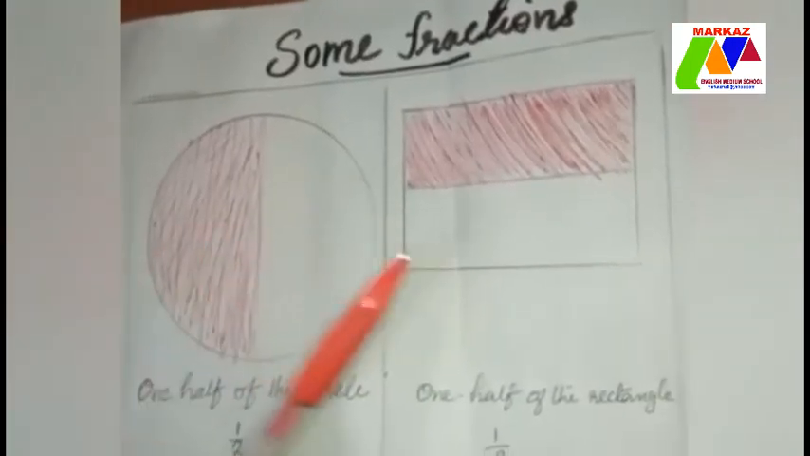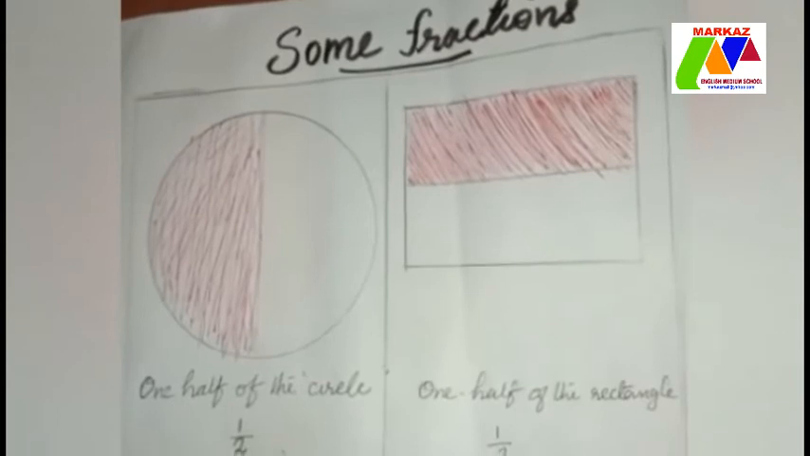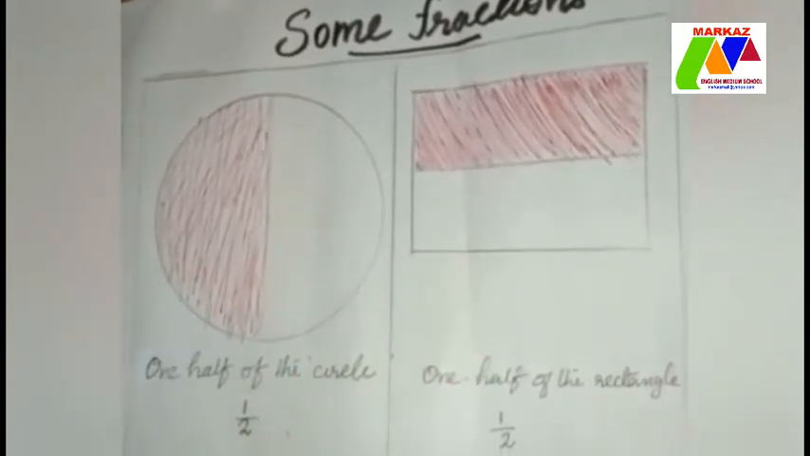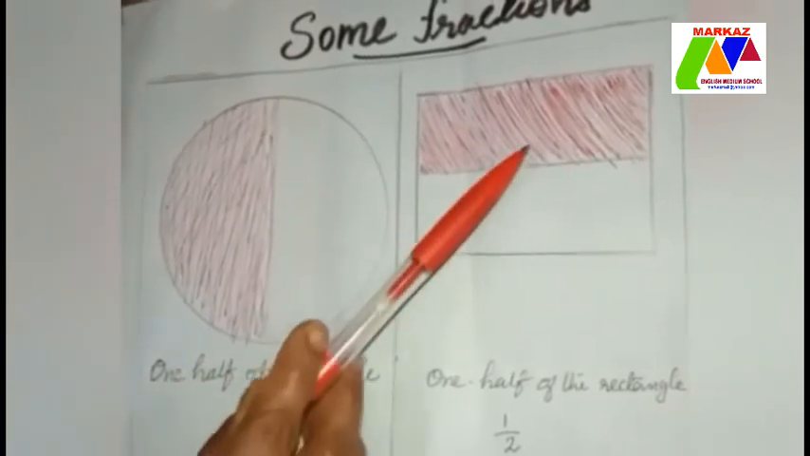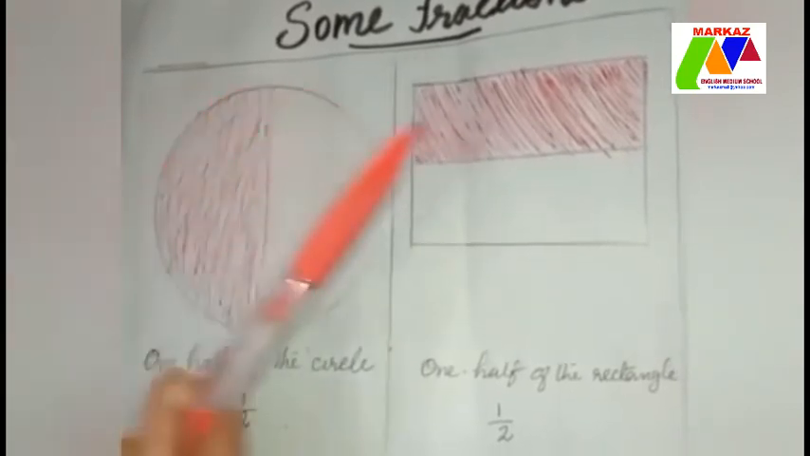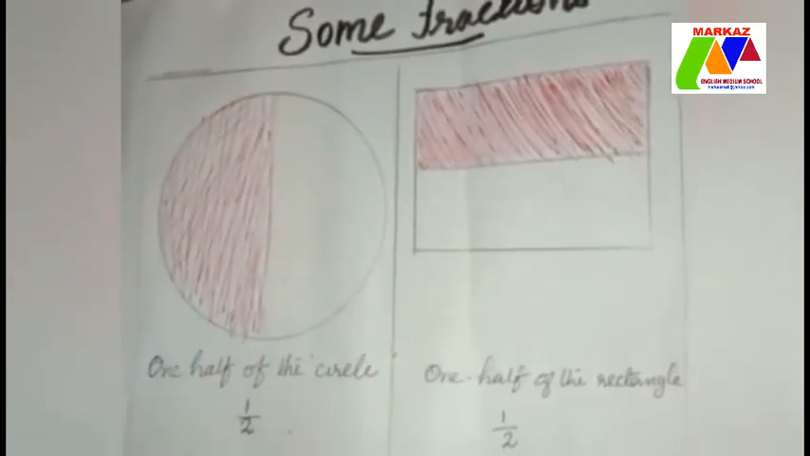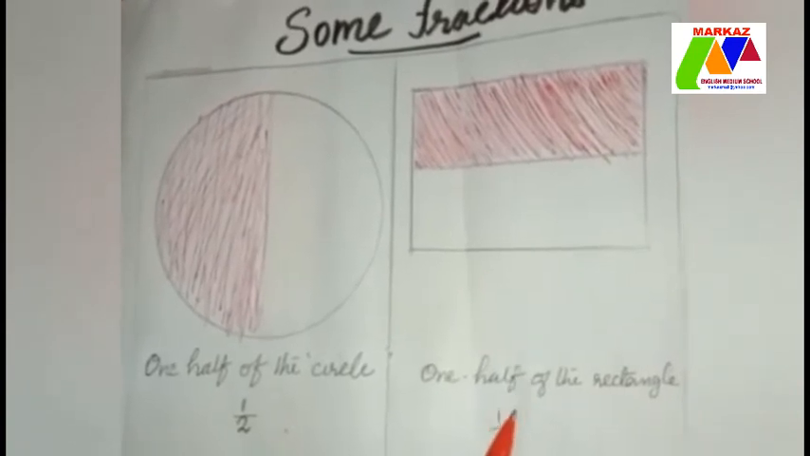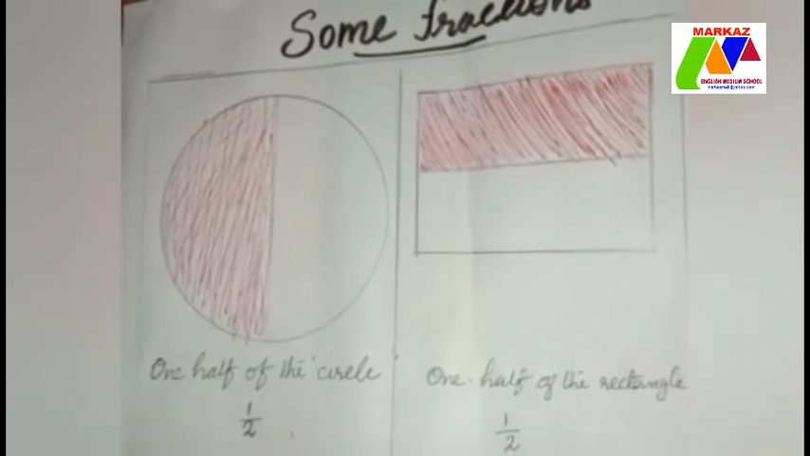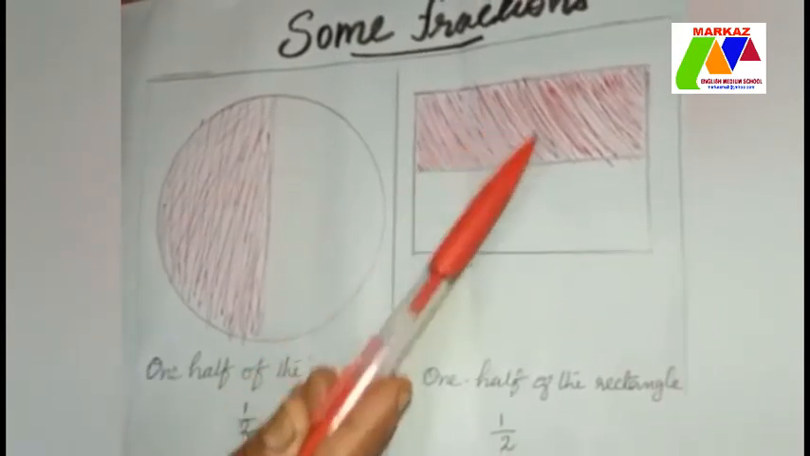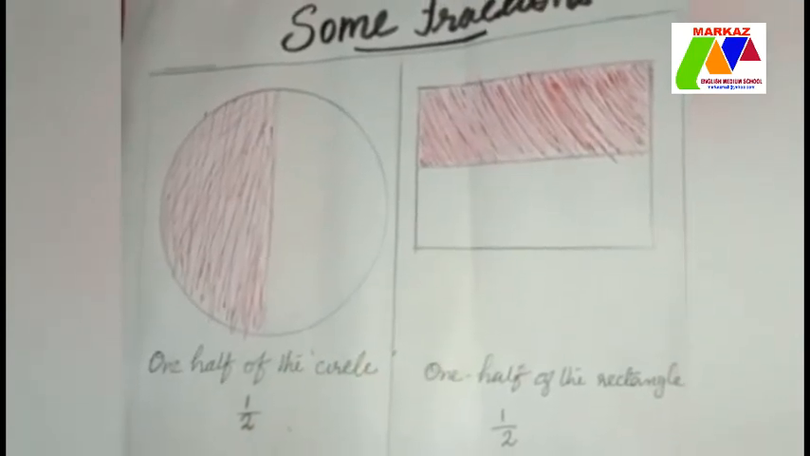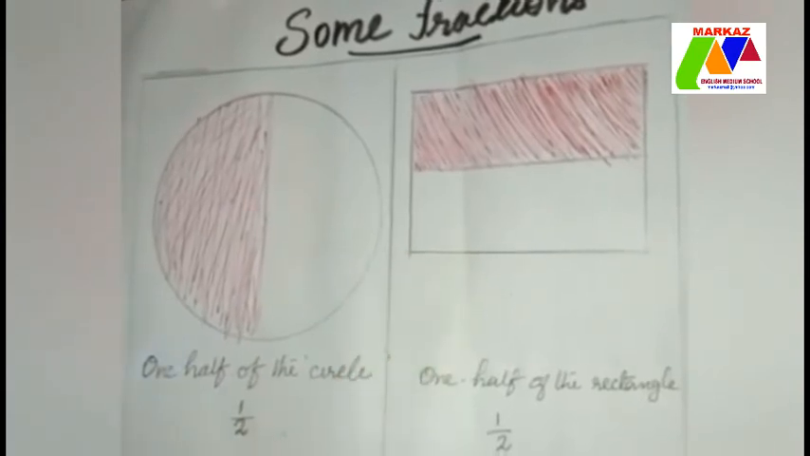Over here, I have a rectangle. It was divided into two equal parts. And then I colored one of these parts. So, that is 1 half of this rectangle. And we can write it as 1 by 2. That means one part is colored out of these two parts. Or in other words, half of this rectangle is colored.